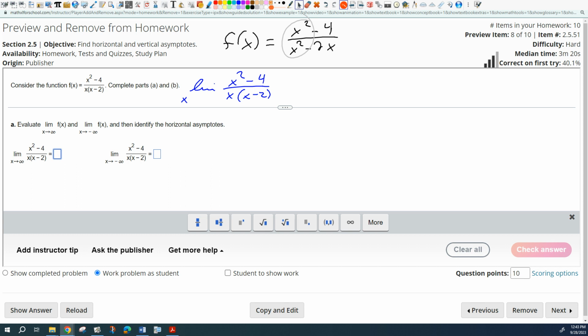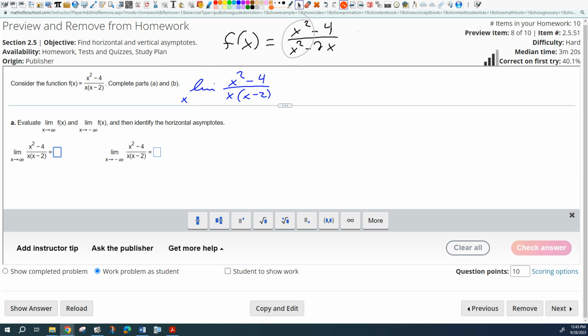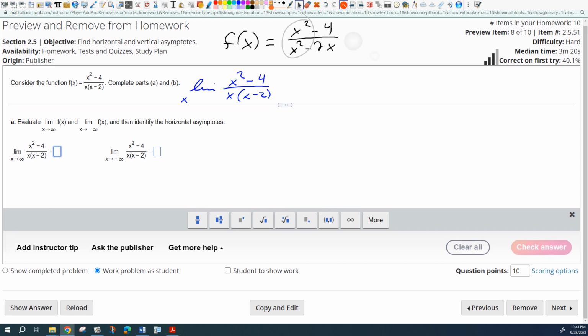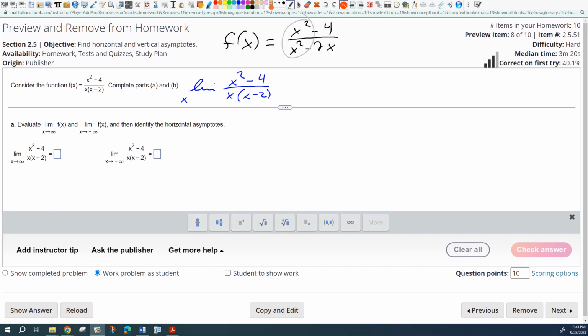Okay, because it's wanting horizontal asymptote. Was that the only issue? Yeah. Mm-hmm. It is, right? Because we're taking limits at infinity. You are. The limit of f of x. When you're doing horizontal asymptotes, yeah.